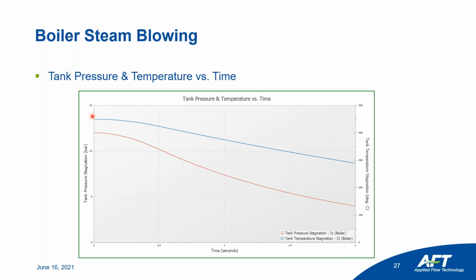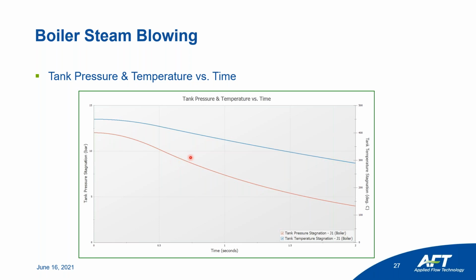One of the things that's interesting when you're performing a steam blow operation is to observe how tank pressure and temperature change, and how long it takes. So here we have a graph of pressure and how it changes in time. It moves from 14 bars down to 4 bars in 2 seconds, and the temperature goes down from almost 410 degrees Celsius down to 280 degrees Celsius in 2 seconds.